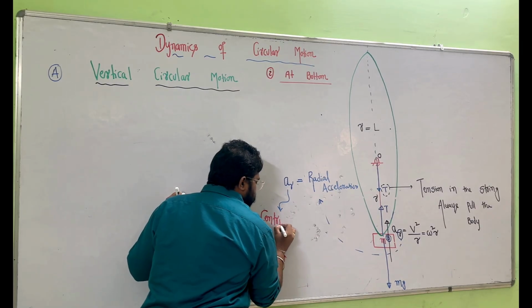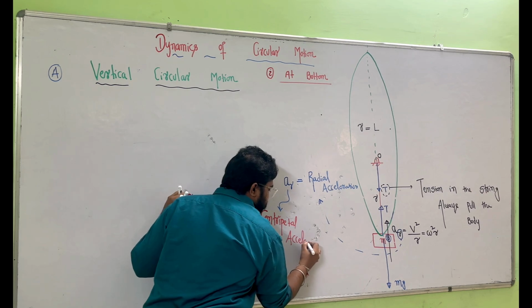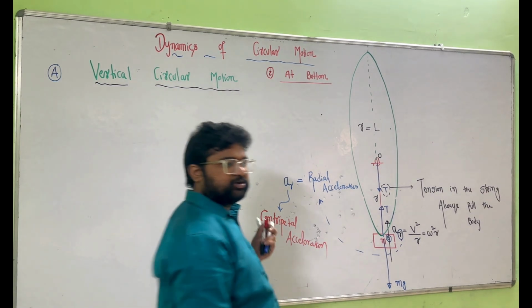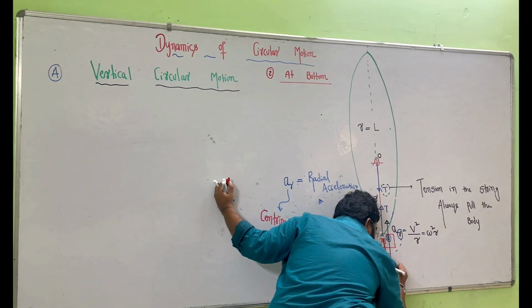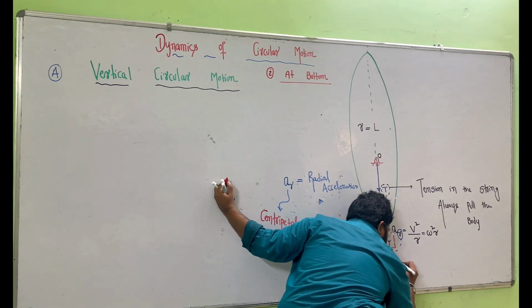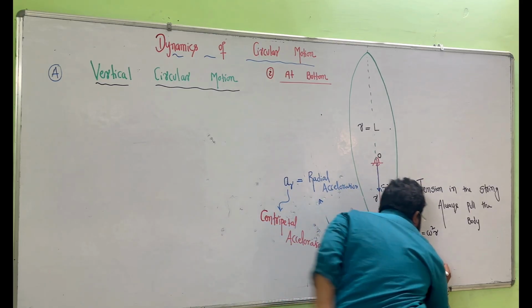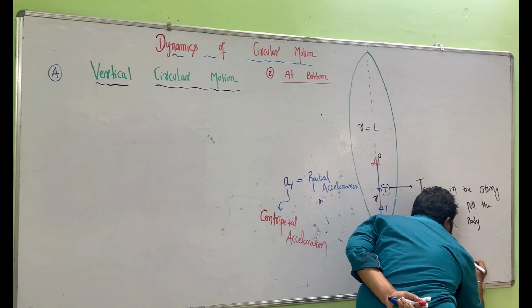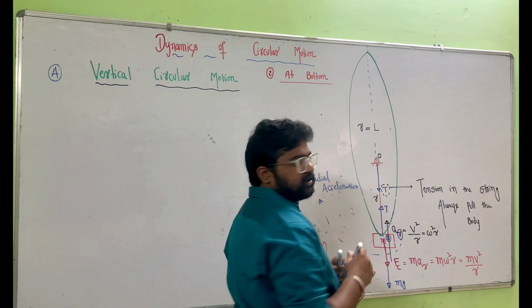Centripetal acceleration. Centrifugal force always acts. This is the centrifugal force: mass into radial acceleration, m omega square R, that equals mv square by R. Clear?